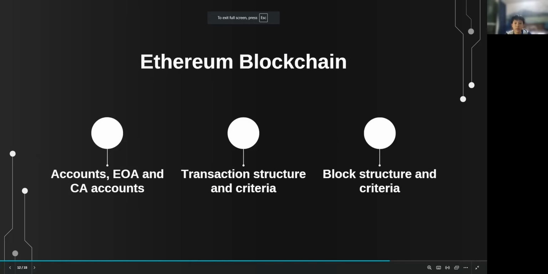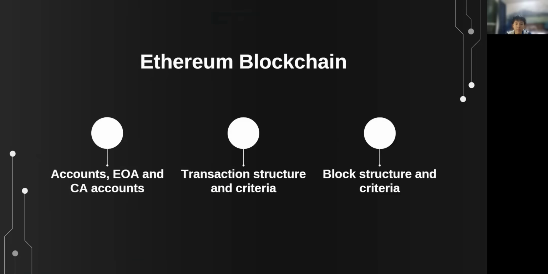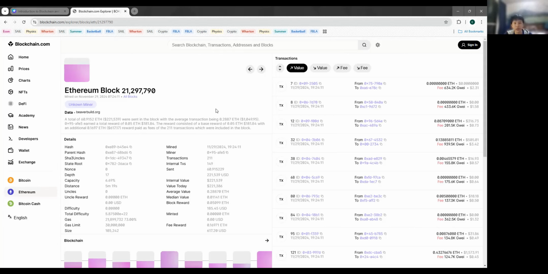Now we've talked about the transaction structure and criteria, we can talk about the block structure. Actually, I should go back to here. In a block structure, there must be a block header, similar to Bitcoin. That's not much different. Then there are also transactions, and that's not much different either. The main difference between Ethereum and Bitcoin actually lies in the transactions themselves.